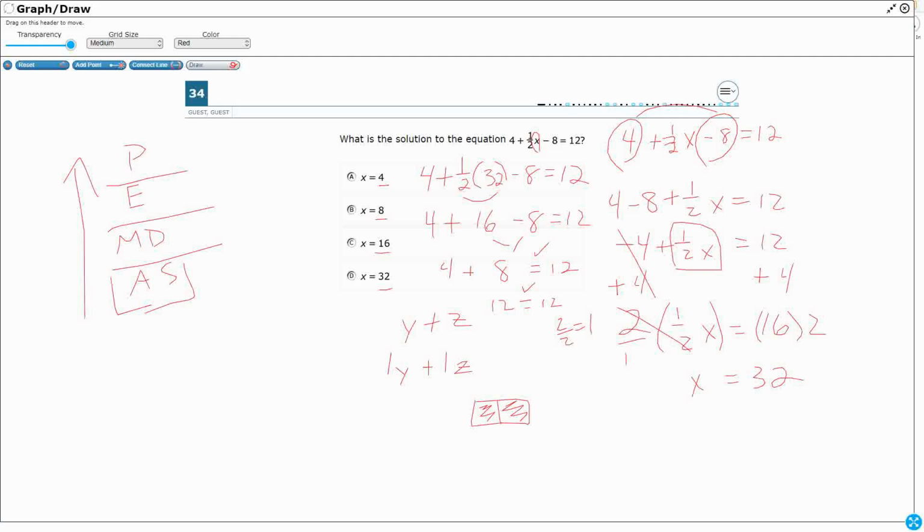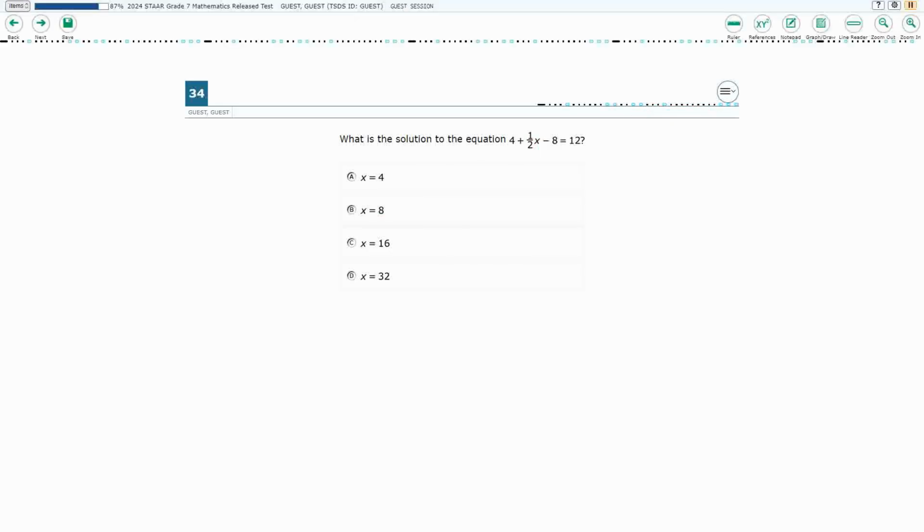So the trick here is when you get down to this 1/2 x, remember, you take that coefficient and you flip it upside down, and it becomes 2 over 1, and that cancels out. And then you just get a 1x. So that's our answer, x equals 32.